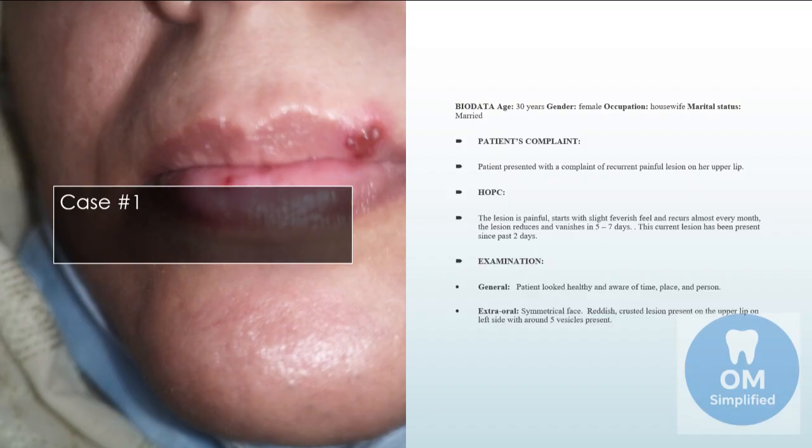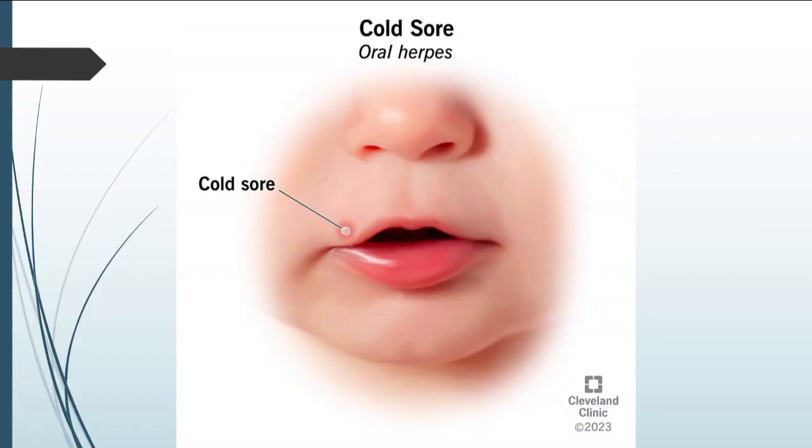On examination, she looked healthy and oriented. On extraoral examination, her face was symmetrical, but on the left side of the upper lip, we noticed a reddish crusted lesion. There were around 5 small vesicles present. Now let me pause here and explain what a vesicle is.